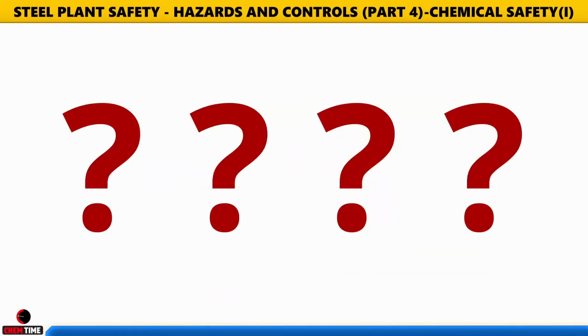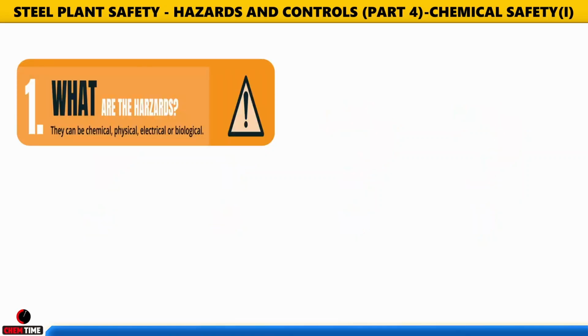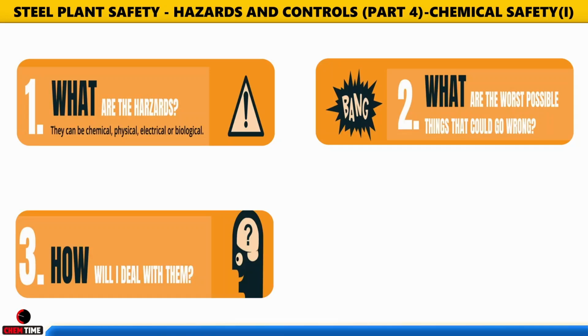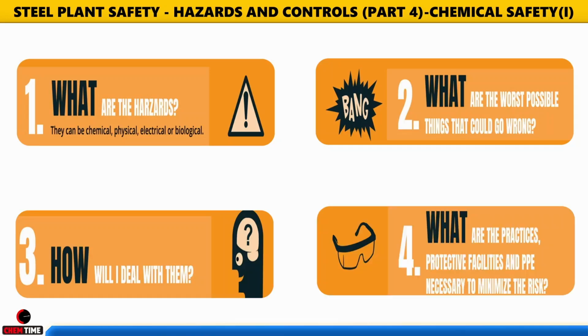For every worker or the engineer working at any site, 4 questions need to be asked to self. Number 1, what are the hazards? They can be physical, chemical, electrical or biological. Number 2, what are the worst possible things that could go wrong? Number 3, how will I deal with them? Number 4, what are the practices, protective facilities and PPEs necessary to minimize the risk? So let's go deep into the chemical zones and the sectors where you will be learning about all these questions, and by the end of the session, you will be capable enough to solve all by yourself.